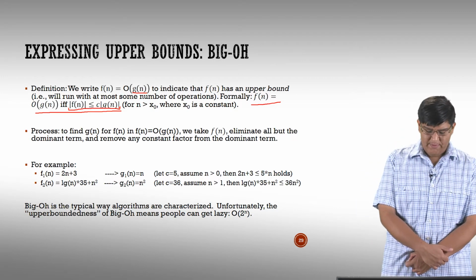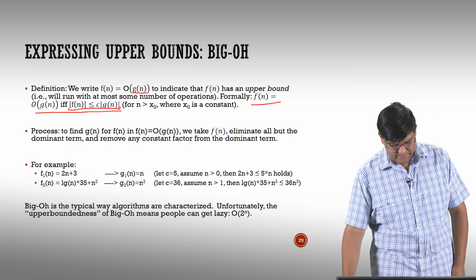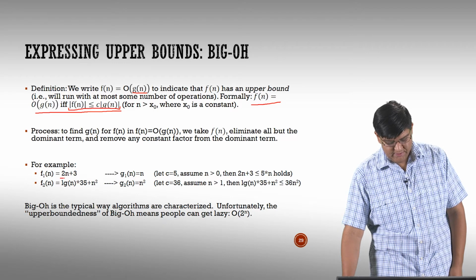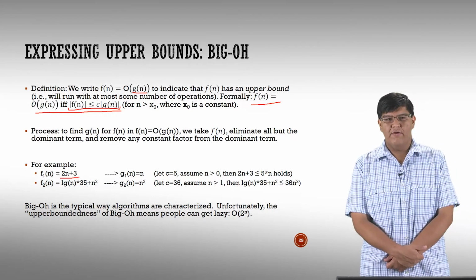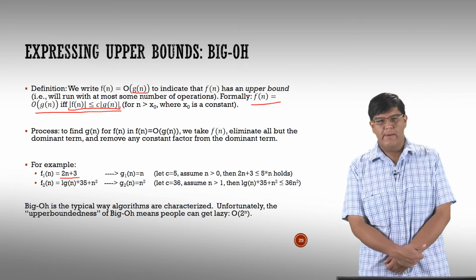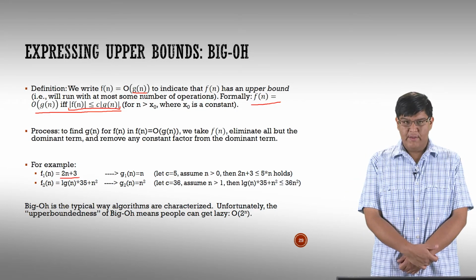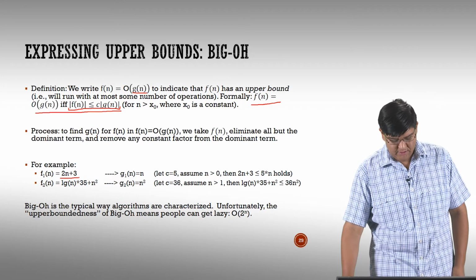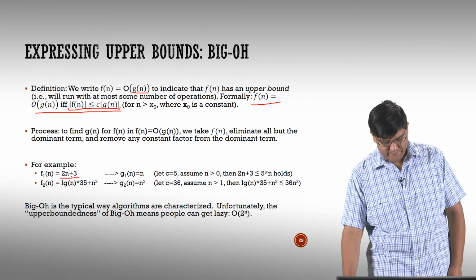Below I have a couple of examples. So let's say over here that my f of n is 2n plus 3. Well, try following our rules. First thing I want to do is drop all but the dominant term. Here that 2n is the dominant term because it grows. The plus 3 is just a constant. It's not going to do anything. So we drop this plus 3.